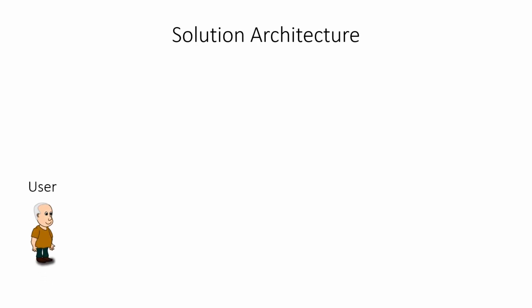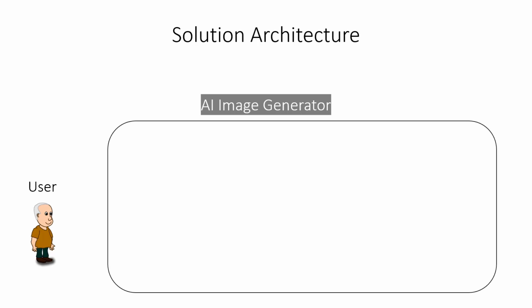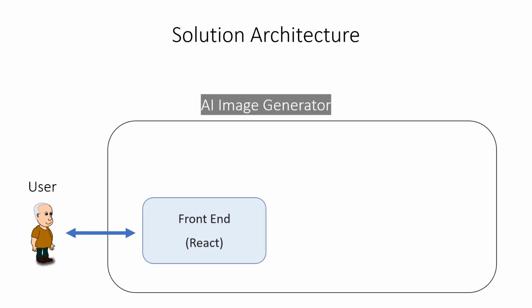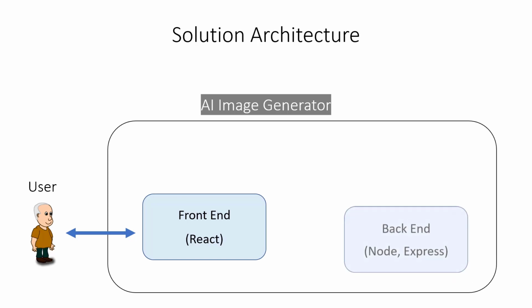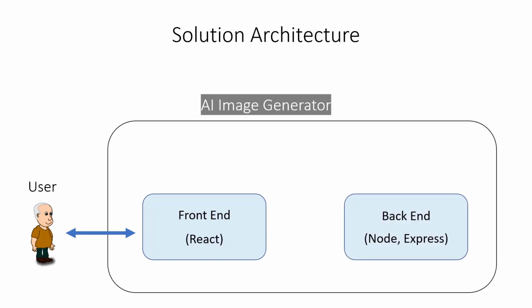In this solution, we have a user, and this user will interact with our AI image generator, which is a complete solution. The user interacts with our front-end project, which is a React.js version 18 project. On the back end, we have a server which uses Node.js and the Express.js framework, and our front end and backend projects interact using HTTP requests, and we use a REST API for handling those requests inside of our solution.